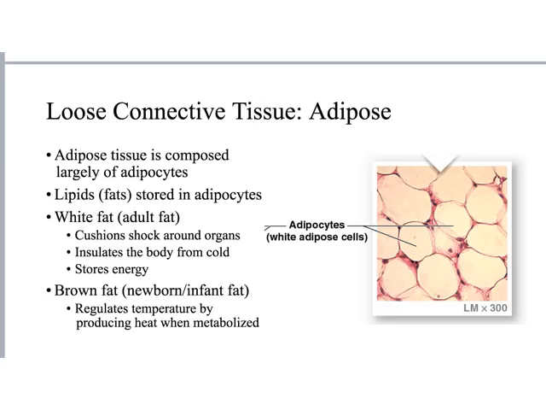Another type of loose connective tissue is adipose tissue. We're going to look at this in class together under the microscope. You can see how flat the actual cell is, and then all that space is fat that's being stored inside that cell. And so fatty tissue keeps us warm.